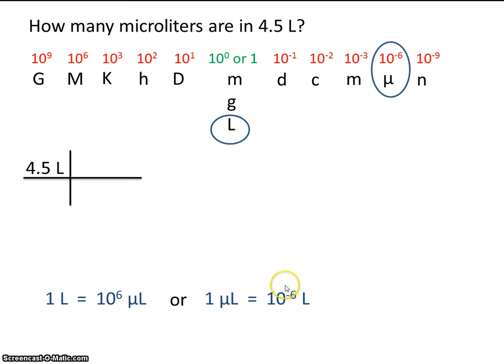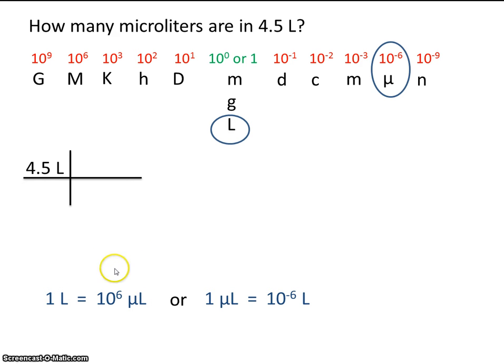Now let's make sure that this makes sense too. 1 microliter is really, really small. So that would be equal to only a millionth of a liter. So that does make sense. 1 millionth of 1 liter is equal to 1 microliter. And a million microliters is equal to 1 liter.